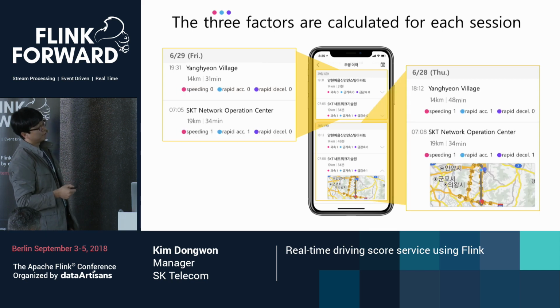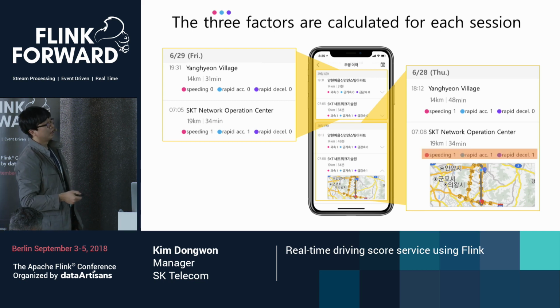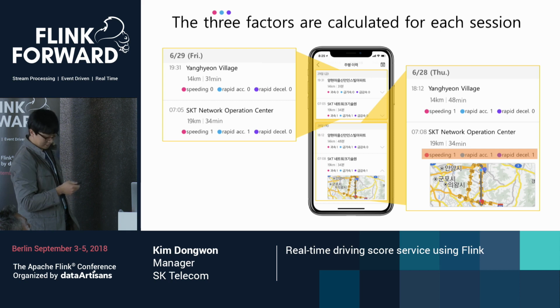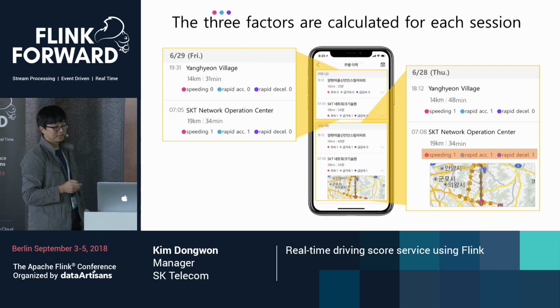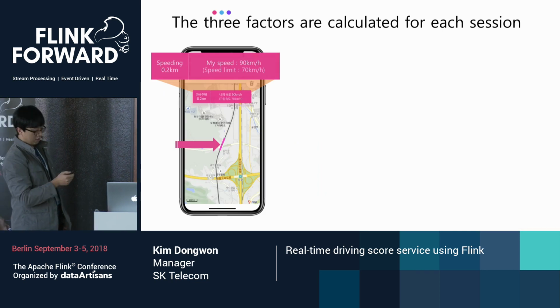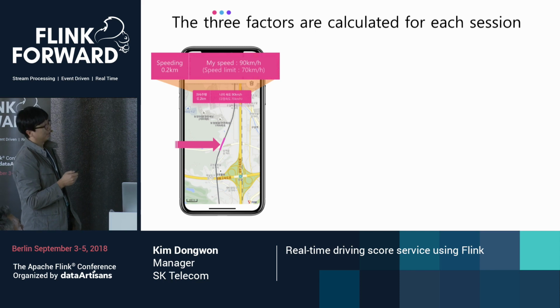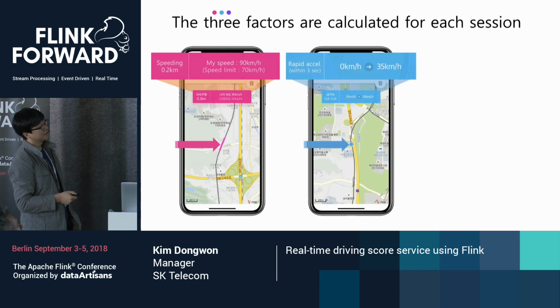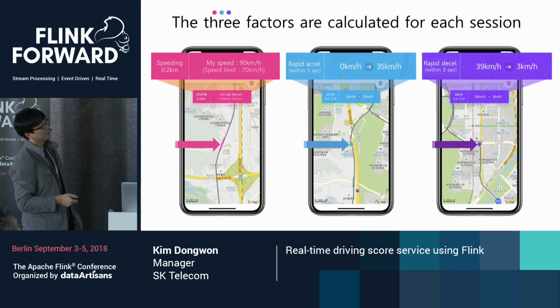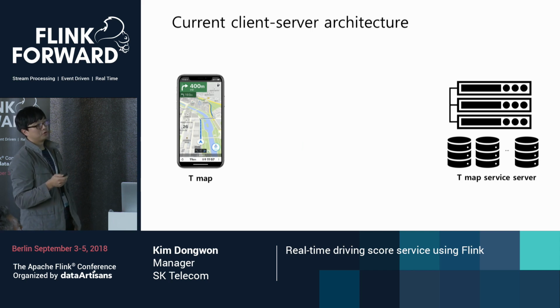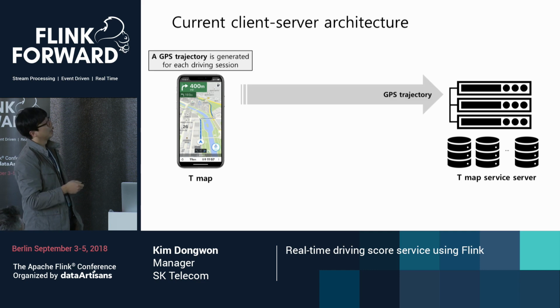Likewise, I have two driving sessions on June 28th. On that morning, I violated all three factors: one speeding, one rapid acceleration, one rapid deceleration. Let's see what happened on that day. On this road, the speed limit was 70 km per hour, but I drove 90 km per hour. It shows where I rapidly accelerated and where I rapidly decelerated. Now I'm going to tell you the current client-server architecture to do that.